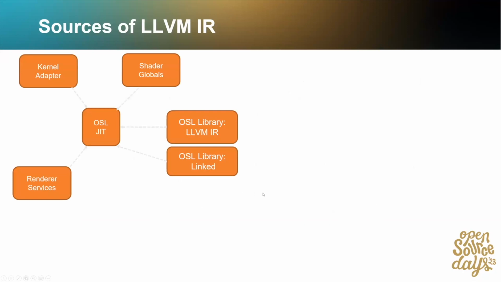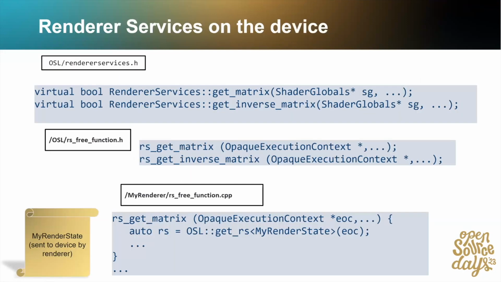Again, the big challenge is getting all the different sources, getting everything into this LLVM module that we can then translate to SPIR-V. There's stuff on the host side in the renderer, there's stuff on the host side from the shading system, there's stuff on the host side for the OSL library, there's data coming from the renderer in the form of shader globals. How do we adapt to a kernel? So we've got all these different things to deal with. So we'll start with the render services.